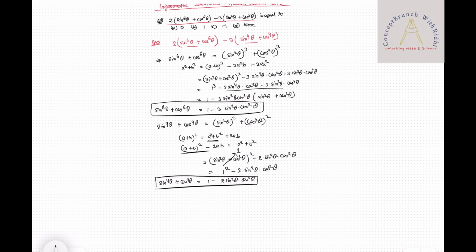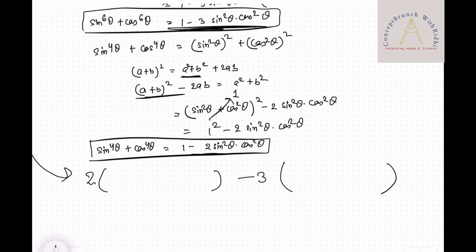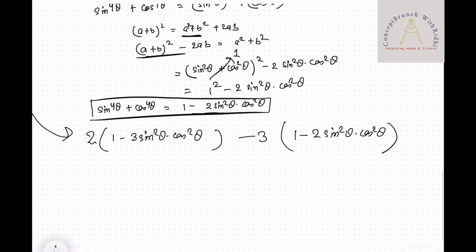What is the original thing? This one, correct? What is that? We can write here 2, right? Sine to the power 6 theta, we can write this value, correct? And for this value, we can write this one, right? Correct? So this is 2 minus 3 of this value. Let's do that now. So 1 minus 3 sine square theta times cos square theta and minus 3 times 1 minus 2 sine square theta times cos square theta, right? Let's solve it out.